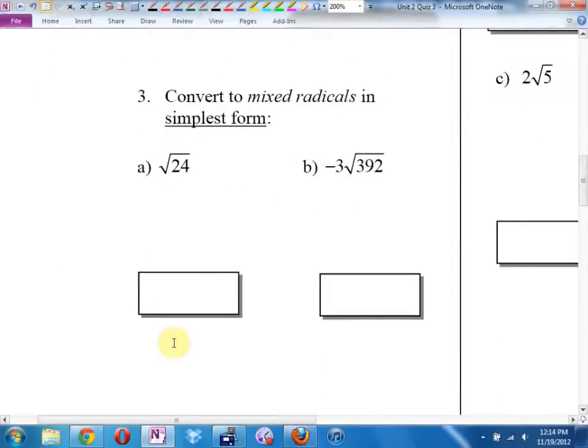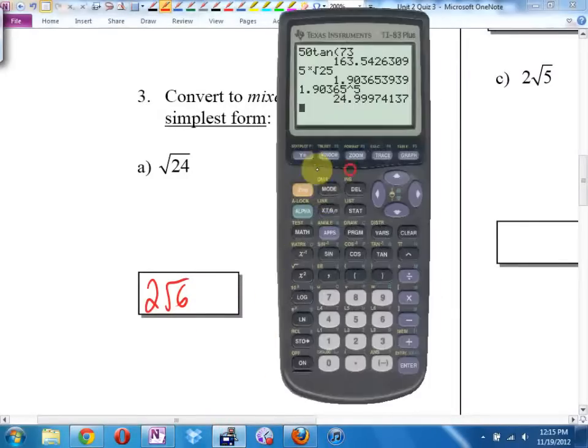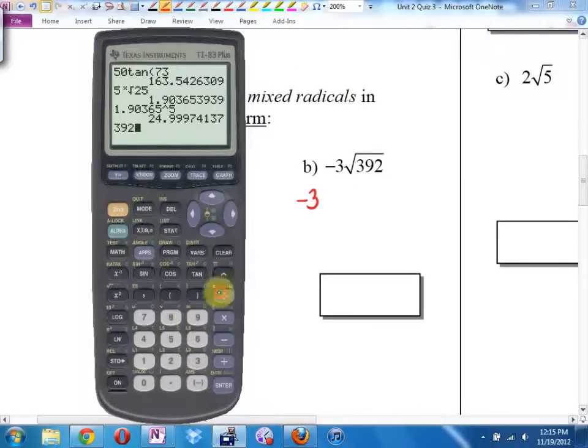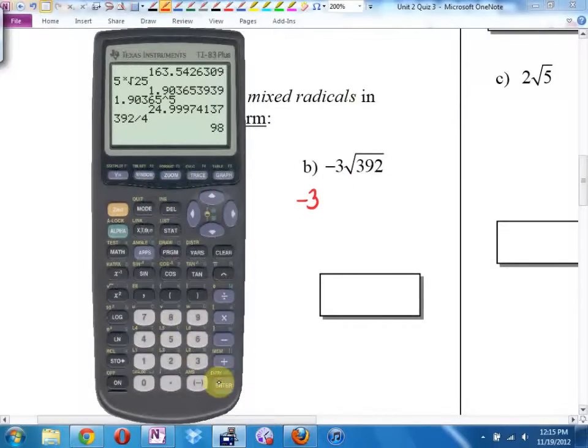Number 3, convert to mixed radicals in simplest form. 2 root 6? I shouldn't do these in my head. Well, that one, I can't do this next one in my head. This is going to be negative 3. What the heck goes into 392? I'm going to try 4. 98 does, ooh.